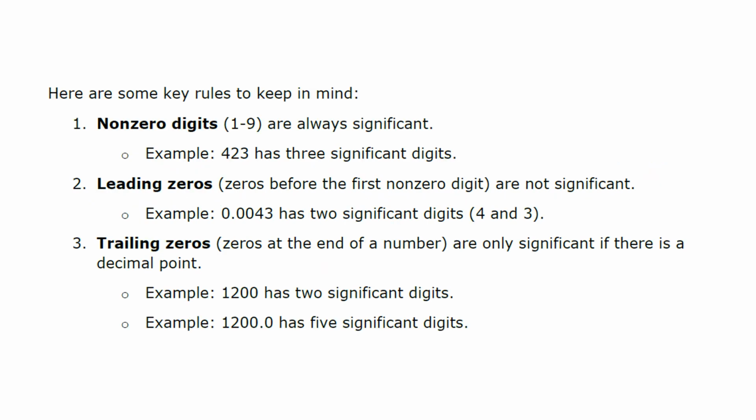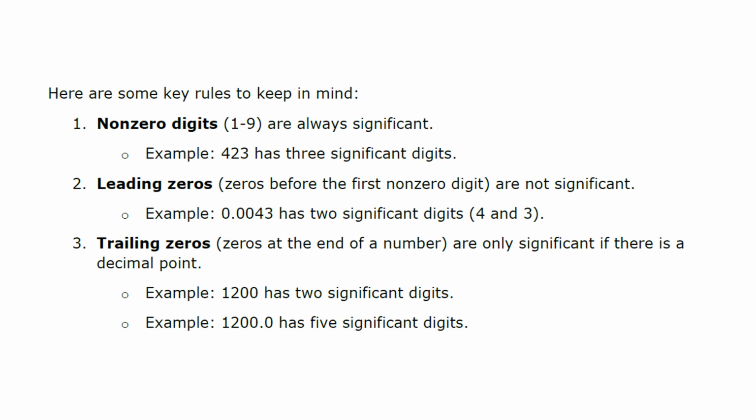Here are some key rules to keep in mind. Non-zero digits 1 through 9 are always significant. For example, 423 has 3 significant digits. Leading zeros, or zeros before the first non-zero digit, are not significant. For example, 0.0043 has 2 significant digits, 4 and 3. So the 3 zeros before the 4 are not significant.